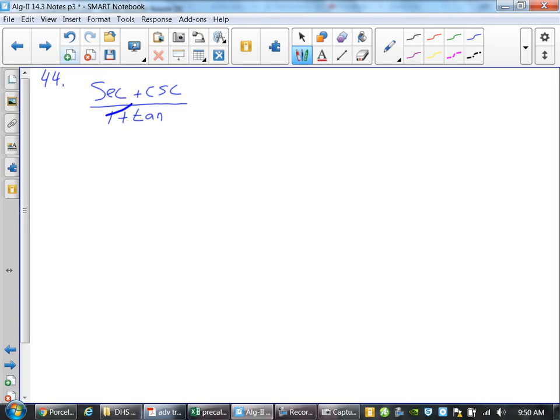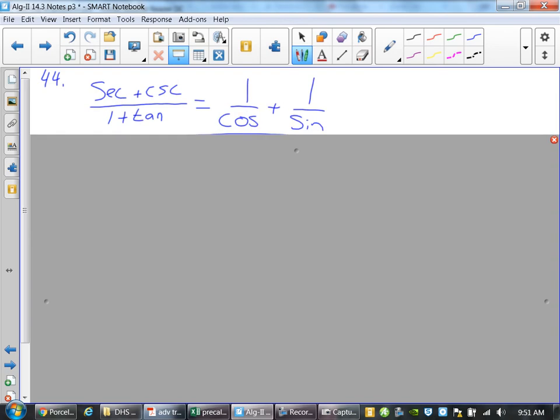Secant plus cosecant is 1 over cosine plus 1 over sine. We okay with that? Yes. What's the common denominator? For the numerator, I'm just looking at the numerator here. Cosine, sine. So if I get a common denominator here, I'm going to get cosine sine, and up top it's going to be sine plus cosine.